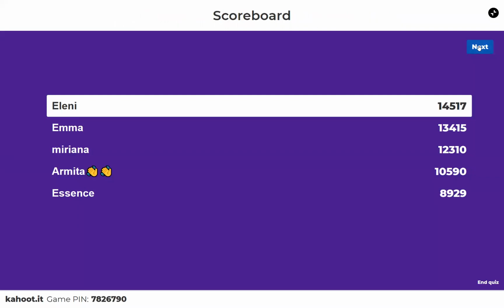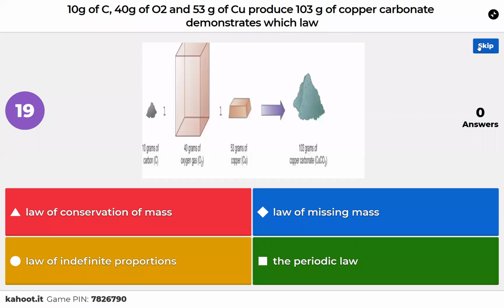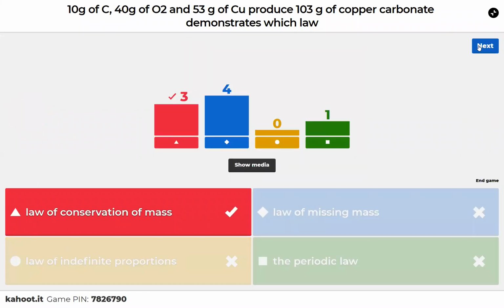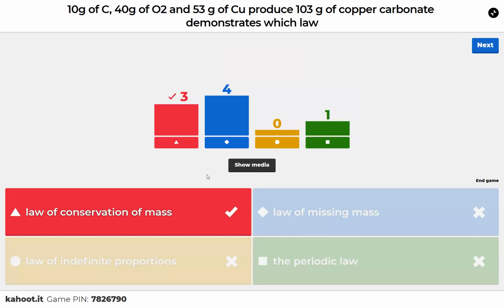Emily's back in the lead. Okay. Mathematically, that adds up to 103 grams. 10 plus 40 plus 53 is 103. So what law are we describing here? Conservation of mass, right? The mass is the same before and after a chemical reaction. That's the law of conservation of mass. All right, last question. Here we go.